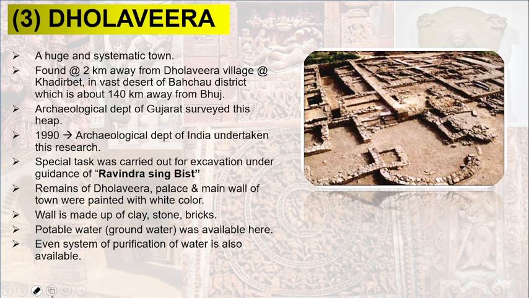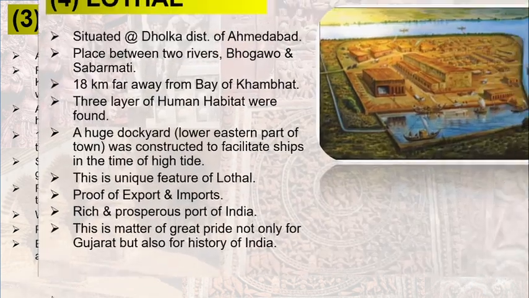The wall is made up of clay, stone and brick. From these excavations, we found remains of clay, stone and brick in the wall. They had potable water, that means groundwater, or we can say borewell. They even had a system for purification of water. So these are the unique features of Dholavira: potable water and purification of water. These two are the main points of Dholavira.